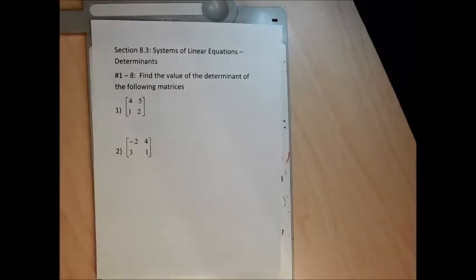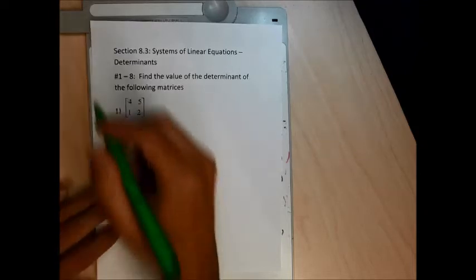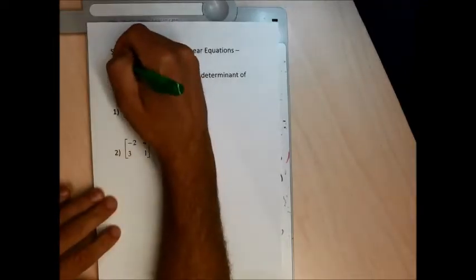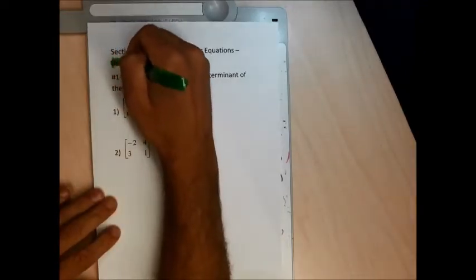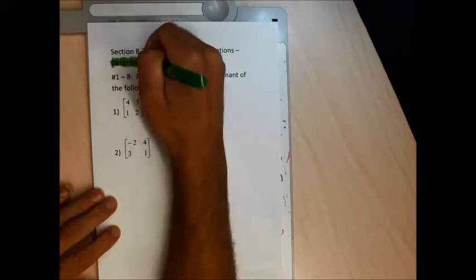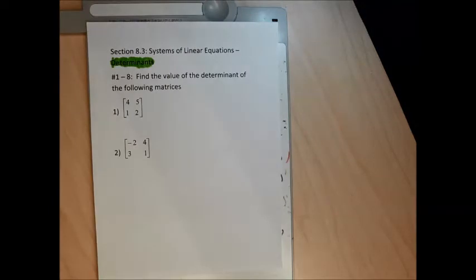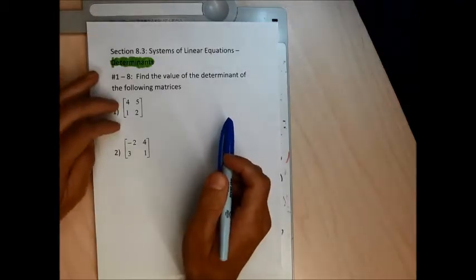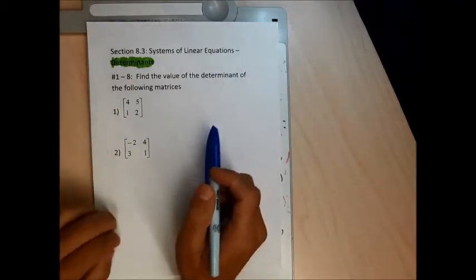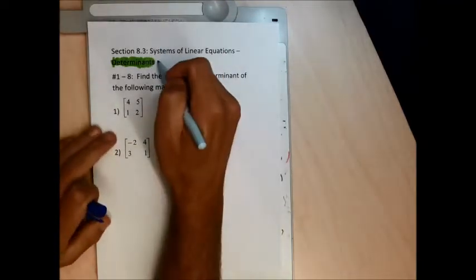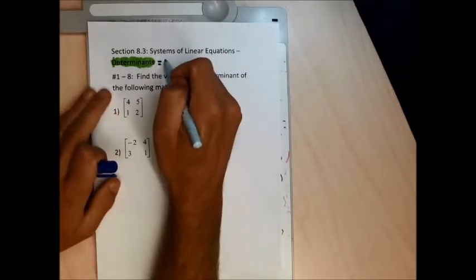All right, so 8.3 I think is going to be a shortish, nice-ish section. This section is on determinants, and a determinant is just a number that's associated with a square matrix. To be a square matrix, the matrix has to have the same number of rows as it does columns. So a determinant is not a matrix, it's just a number.